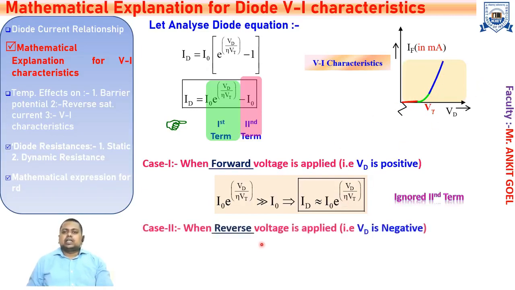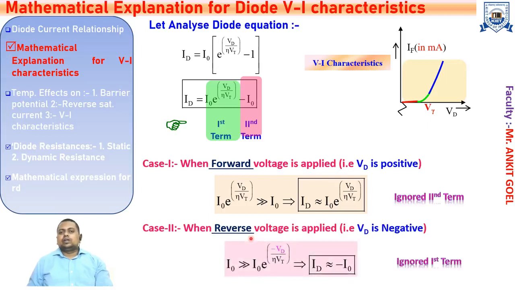Now let's take the second case. In reverse voltage, V_D is negative when the diode is subjected to the reverse voltage. So now the second term will dominate over the first term. So I_0 will become much more than I_0 e to the power minus V_D upon eta V_T. So I_D equals minus I_0. You can see it is the approximate relationship in the reverse bias condition. This is the highlighted portion where I_D equals minus I_0 before the breakdown voltage. So this is the mathematical relationship between the diode current equation and the diode VI characteristics.